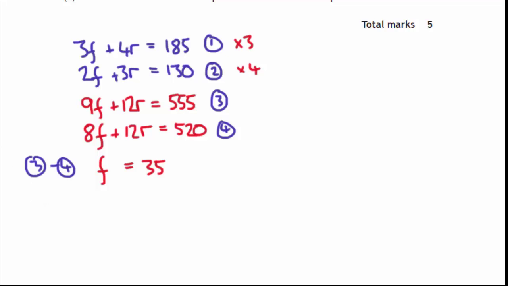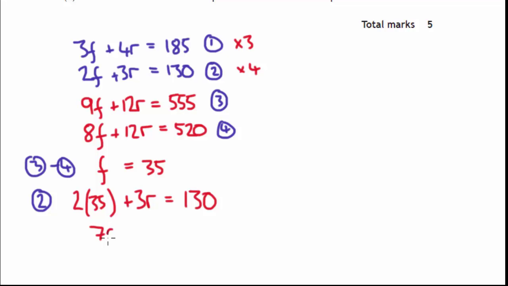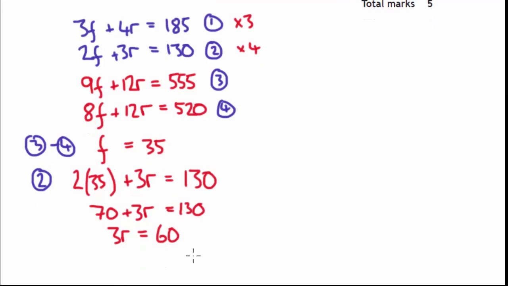So if we have a wee look at equation, I'll just choose equation 2. So what we've got here is equation 2 is 2 times f, which is 35, plus 3r, and that's 130. So that's 70 plus 3r equals 130. We take 70 away from both sides, so we are left with 3r equals 60. And scroll down a wee bit. That means r, divide both sides by 3, equals 20.